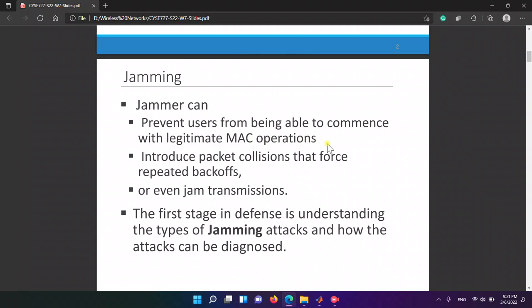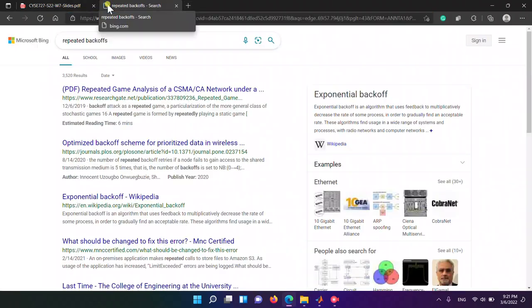So I guess this means that it prevents users from being able to start the MAC operations. So it hinders the MAC operations. It introduces packet collisions that force repeated backoffs. So let's see what repeated backoffs mean. But it makes sense that it creates collisions, because when there are two signals entering one medium, there will be a problem.